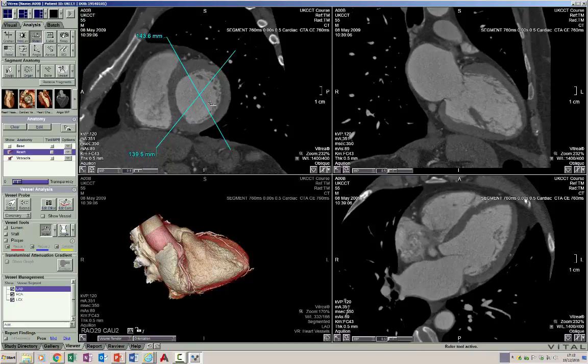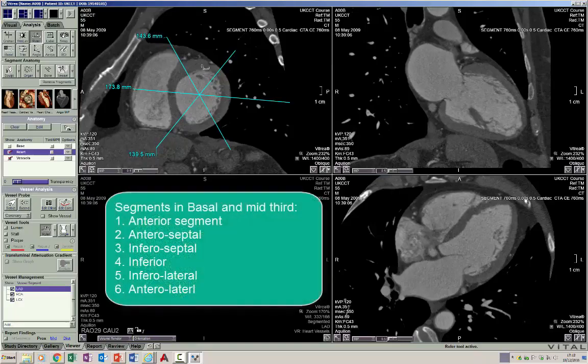Now the septum and lateral wall are further divided by a horizontal line passing through the center into the anterior and inferior parts. So here we have the basal anterior segment, basal anterior septum, basal inferior septum, basal inferior segment, basal inferolateral segment, and basal anterolateral segment.